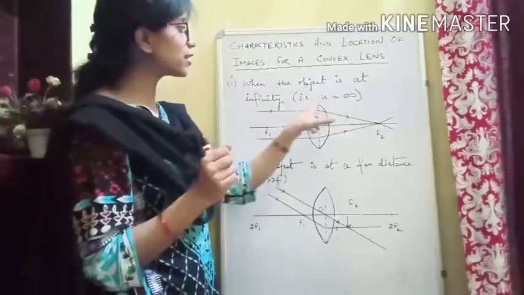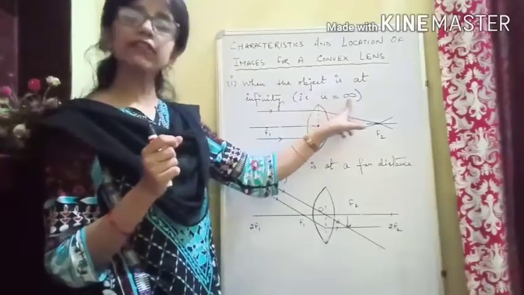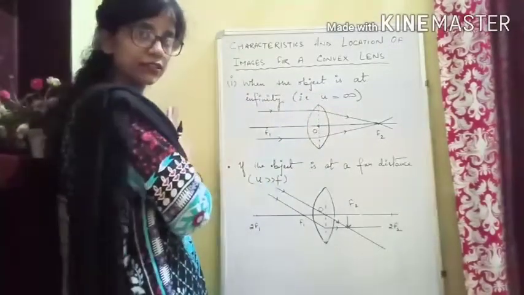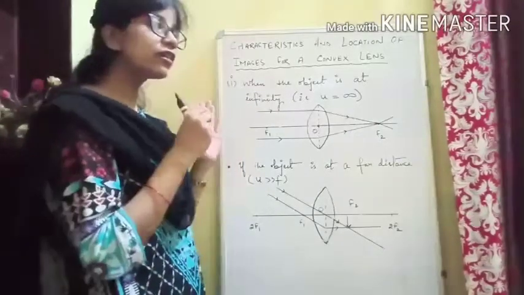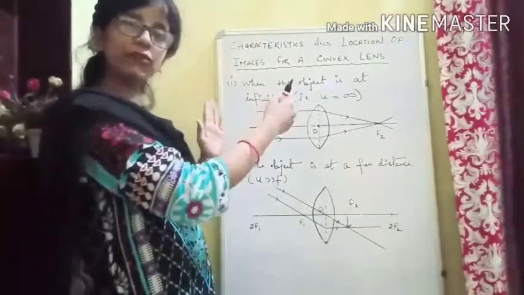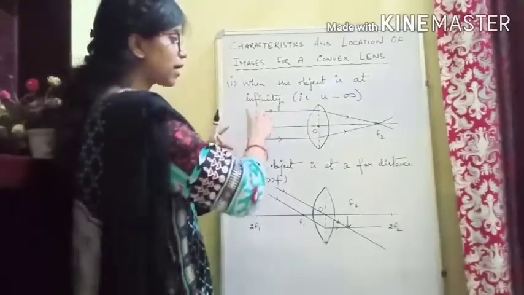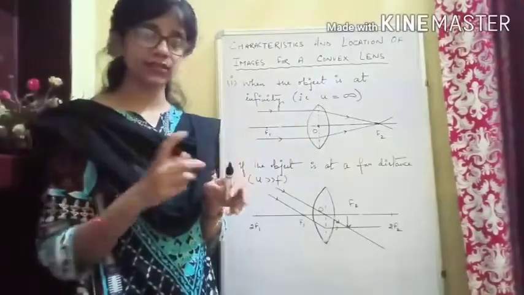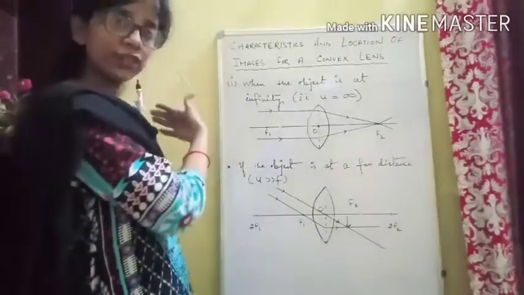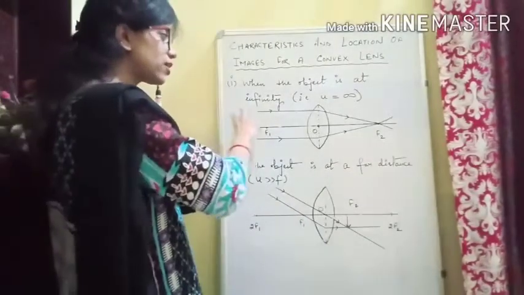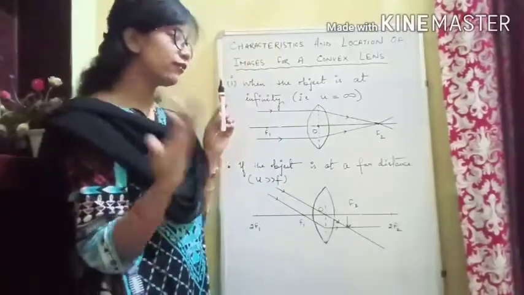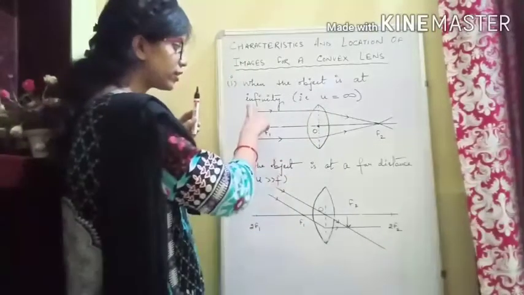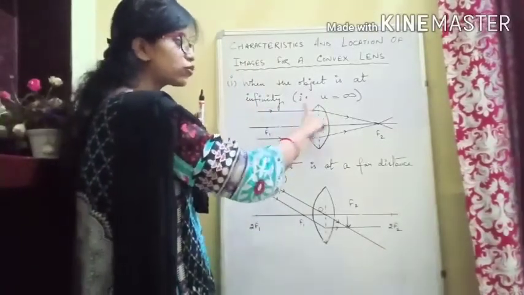So first case, that we are taking, the object is at infinity, that means somewhere here is at infinity. Whenever we take the object at infinity, we consider the light rays coming from the object will always be parallel to the principal axis. So since somewhere here we have the object at infinity, light rays are coming parallel to the principal axis, we have to take only 2 rays which will be convenient.